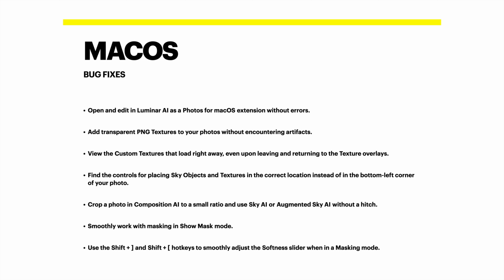And this last one, use the Shift and the bracket keys, so the left and right, and the hotkeys to more smoothly adjust the softness slider when in the masking mode. So hold down Shift and then hit your bracket keys left or right, and that kind of increments or decrements the softness slider. Let's take a look at our Windows bug fixes.